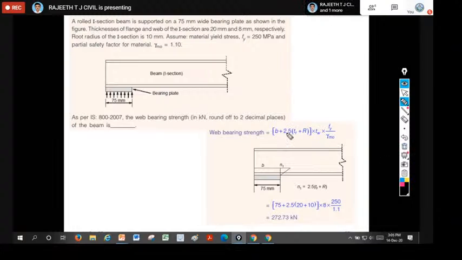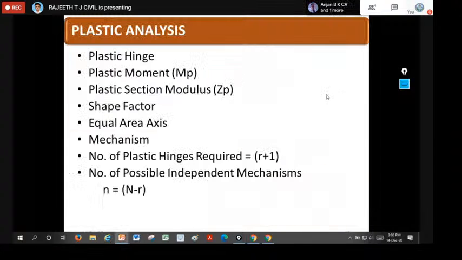Finally, the basic formula here is, if you want the load capacity or strength, you take the area of the member and you take the corresponding stress. That is the formula here, and we are getting 272 Newton. This is the one question they asked on web bearing strength.